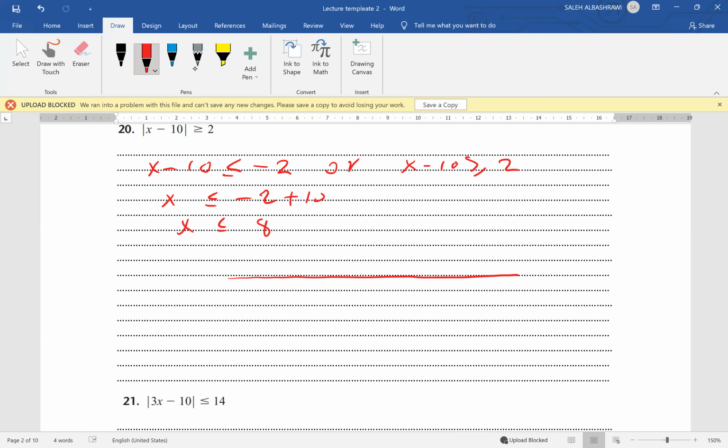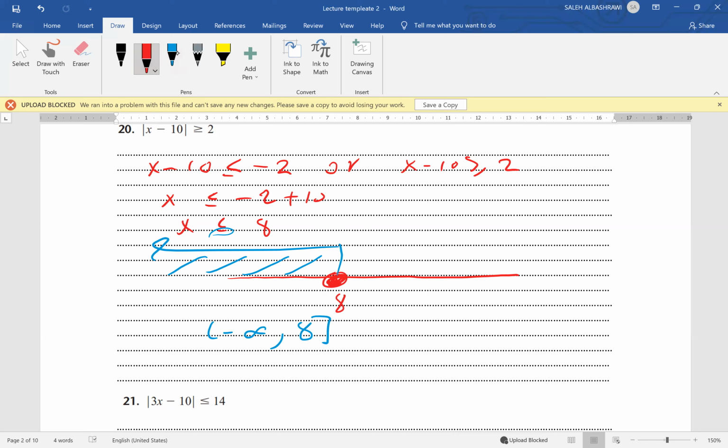So I will have 8, and that will be x less than or equal to 8, closed circle, because I have equality there. Go to the left. So the first inequality will give me minus infinity to 8, closed.